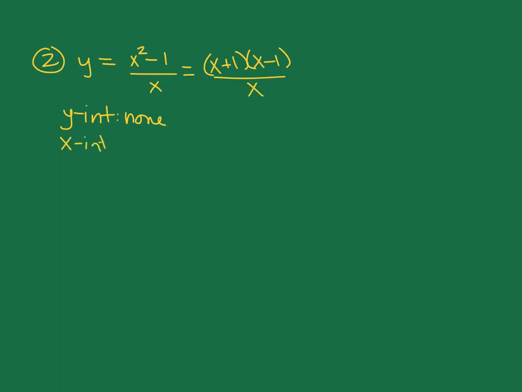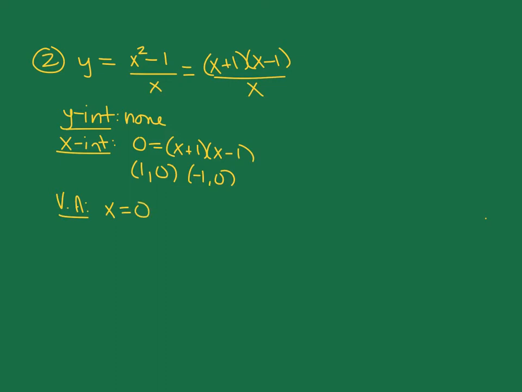To find my x-intercepts, I am going to set the entire equation equal to 0, but it ends up being that I just set my numerator equal to 0. I do have two x-intercepts. I have one at 1, 0, and I have one at -1, 0. To find my vertical asymptotes, I am going to set my denominator equal to 0. And since my denominator is just x, I have a vertical asymptote at x equals 0.